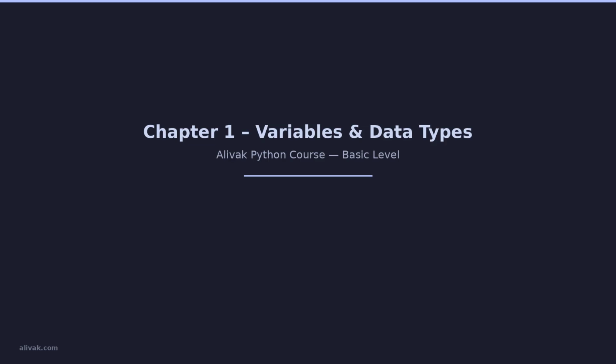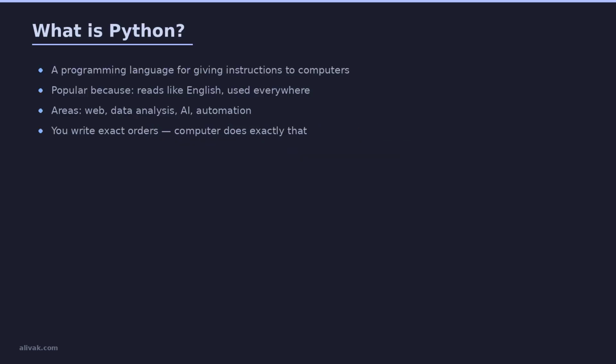Let's get started. So, what is Python? Python is a programming language. A programming language is a special way of writing instructions so that a computer can do tasks for us. For example, adding numbers, checking conditions, working with text, or working with data like tables and images. Python is popular because the code looks similar to simple English, and it is used in many areas, such as web development, data analysis, and artificial intelligence.